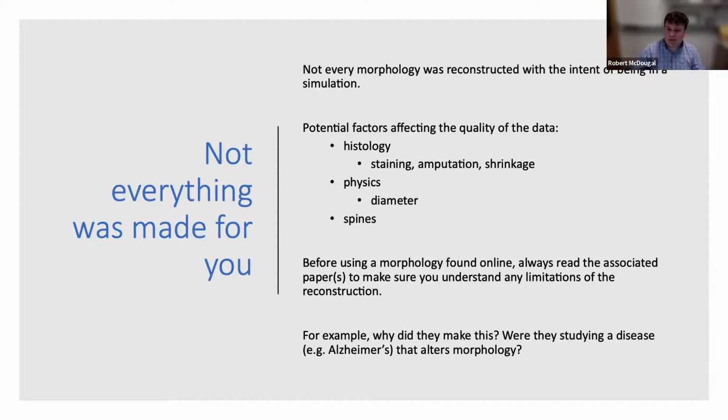One way of doing this, again, same thing with ModelDB. If you find something that's useful, and you're going to cite it, and in neuromorpho, if you find something that's useful, be sure to read the paper, right? Why did they make this? Were they studying some disease? Because maybe that disease led to a different shape of the morphology. And if you're trying to study a healthy cell, well, then that's not going to work.